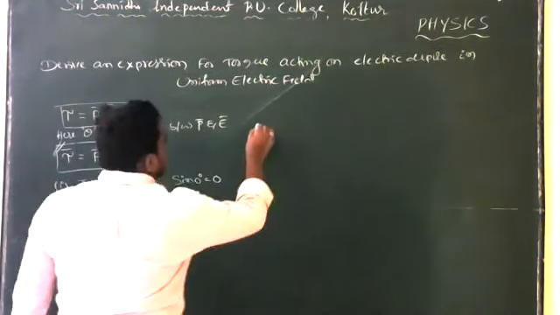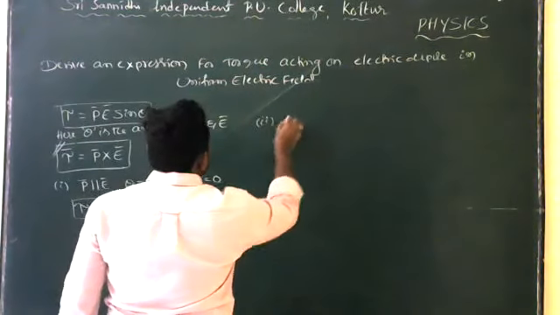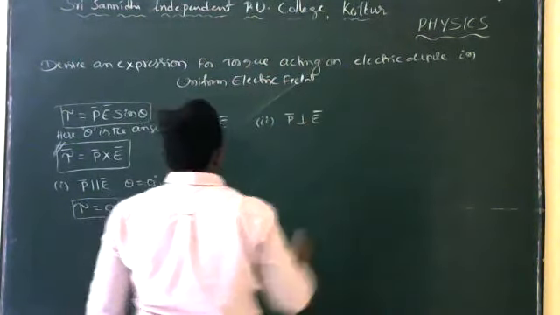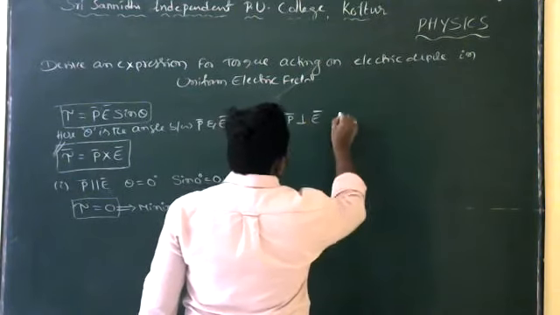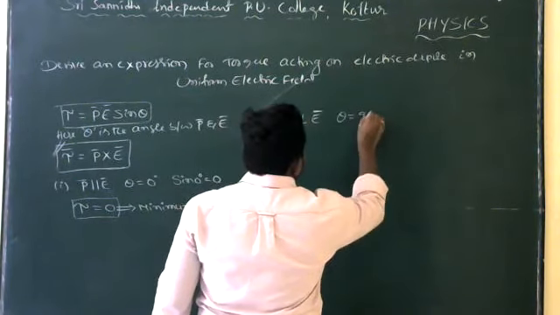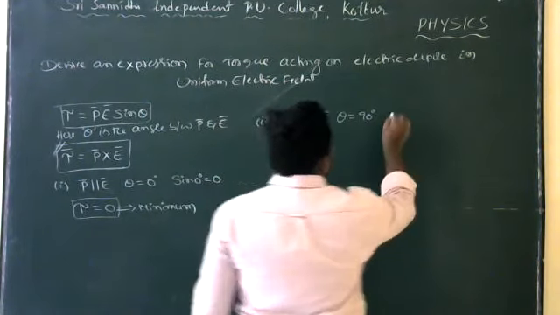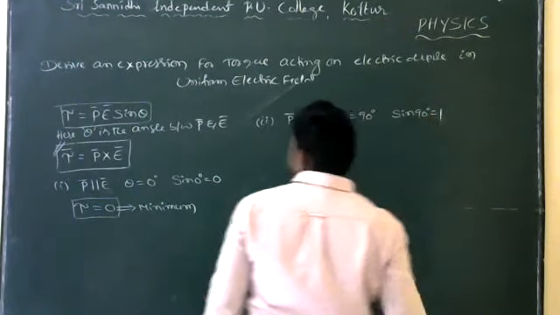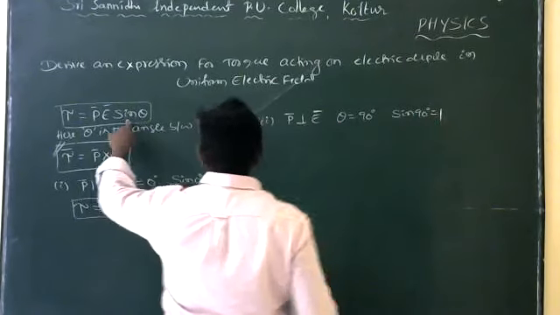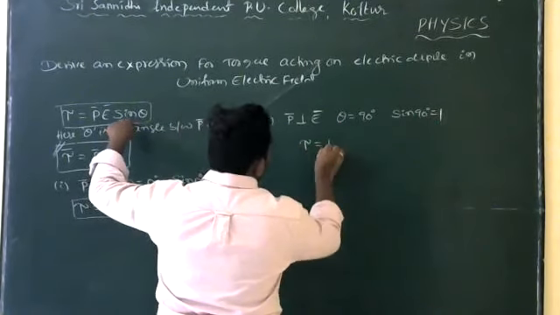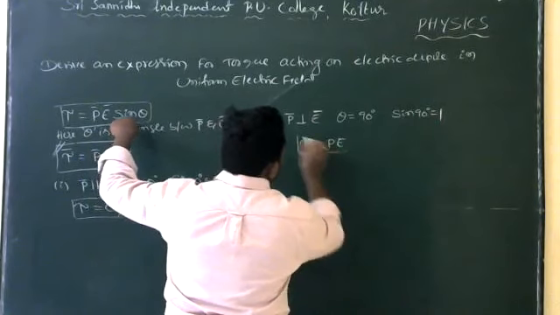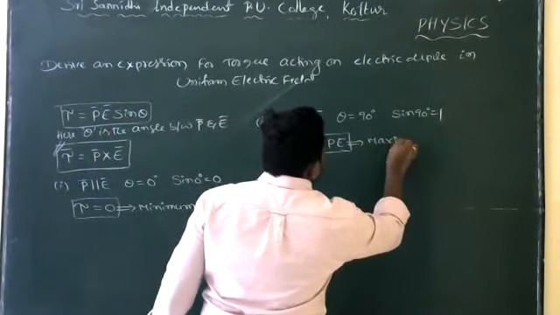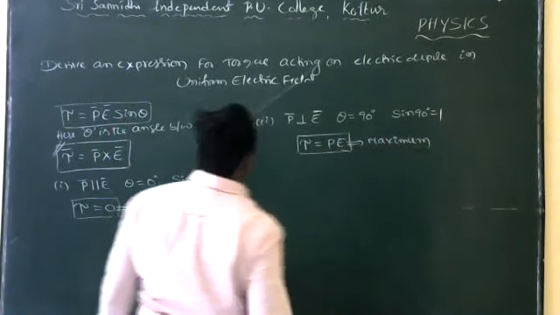Next, case 2: P vector is perpendicular to E vector. So what is the angle between them? Theta is equal to 90 degrees. Sine 90 degrees is equal to 1. Substituting in this equation, tau is equal to PE. This is the maximum torque.